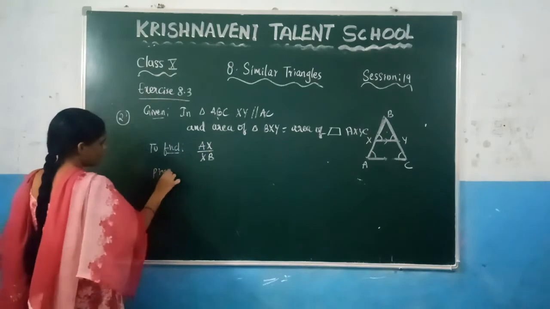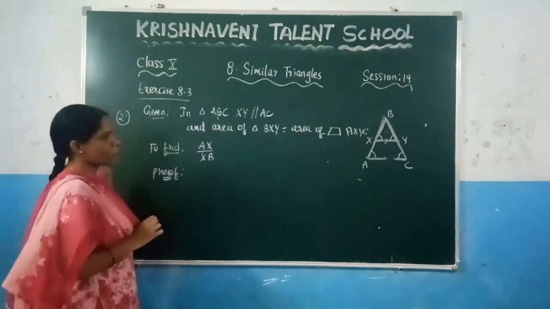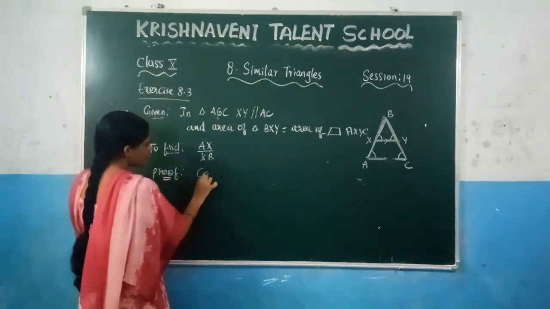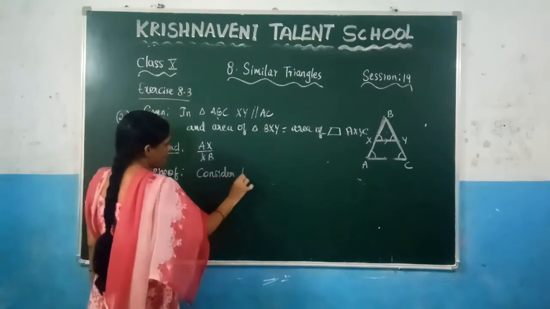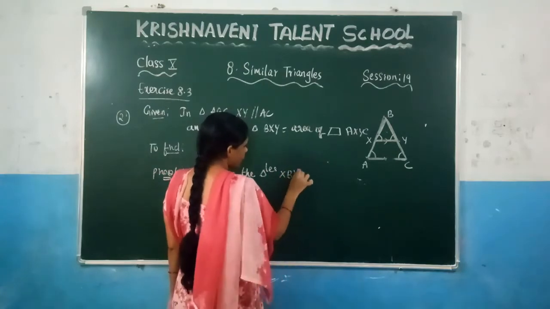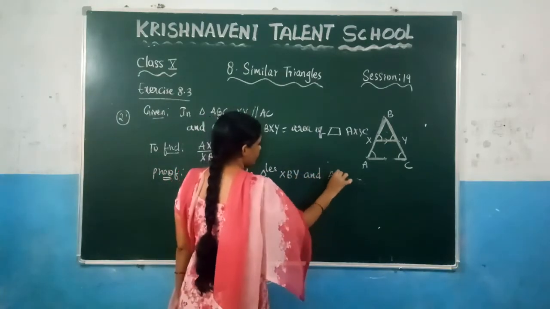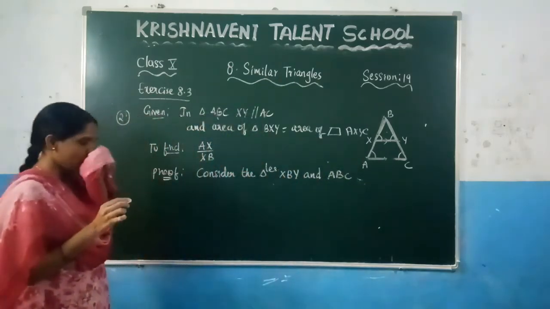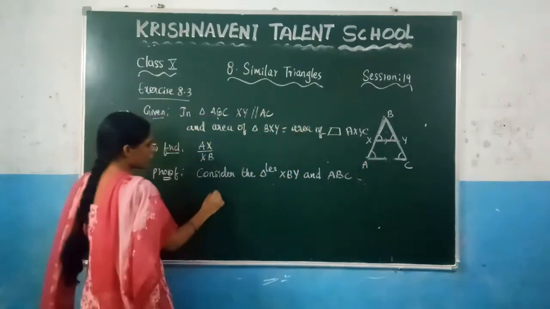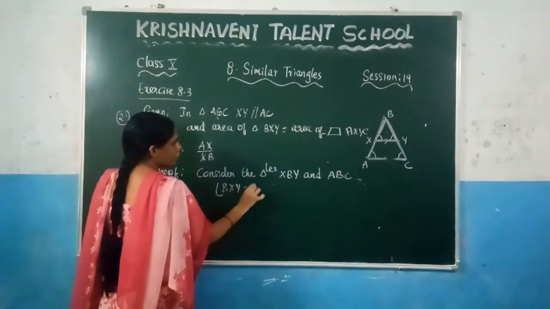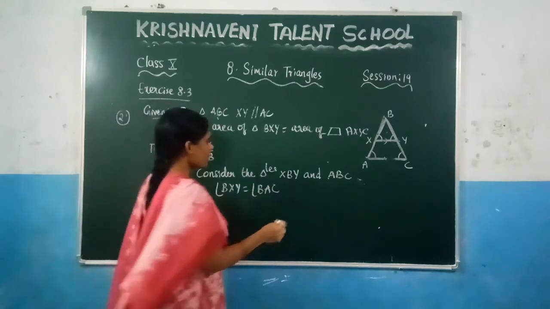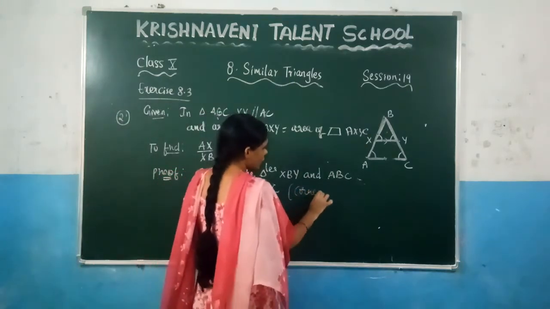So here, first we need to prove that the triangles are similar, the bigger triangle and the smaller triangle. So let us write it here. Consider the triangles. What are those triangles? XBY and ABC. Now let us write what we know. We know here angle X is equal to angle A. Write it here: angle BXY is equal to angle BAC. Why? Because the corresponding angles are equal.